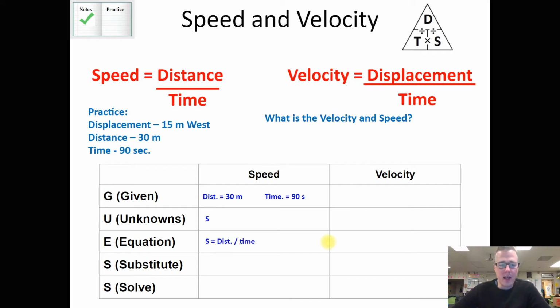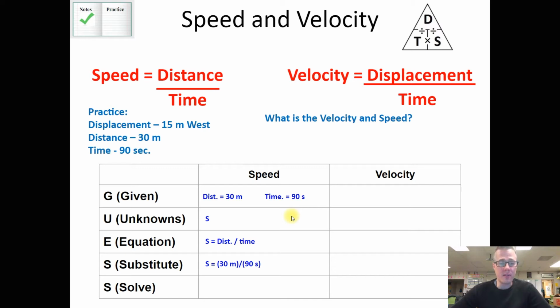The first S in the GUESS method is to substitute. That just means plug in the numbers that you know. So we're going to plug in our distance, since we have that as one of our givens, and we're going to plug in our time, since we have that as one of our givens, but we don't have speed yet because that's what we're solving for. So we're going to leave it as an S. So we have S equals 30 meters divided by 90 seconds.